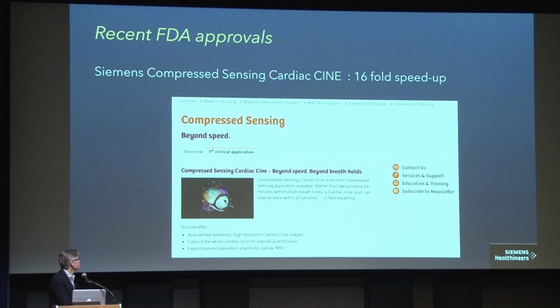And there's no gating or some specific synchronization with part of the cycle. Many more patients can put up with these requirements than what happened previously. Instead of a 6-minute imaging based on multiple breath holds, you can do everything in 25 seconds with free breathing.